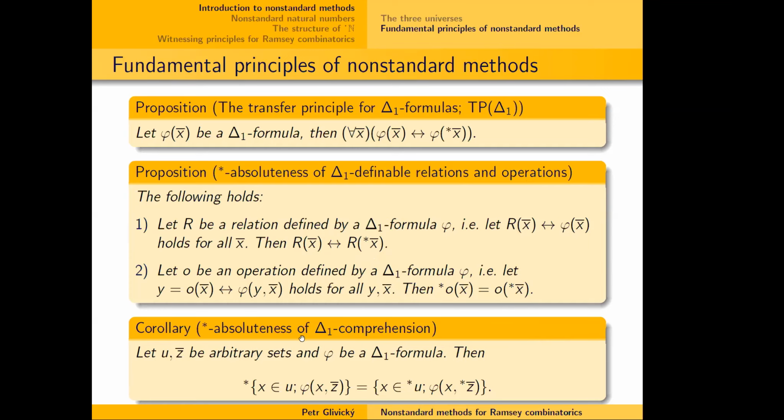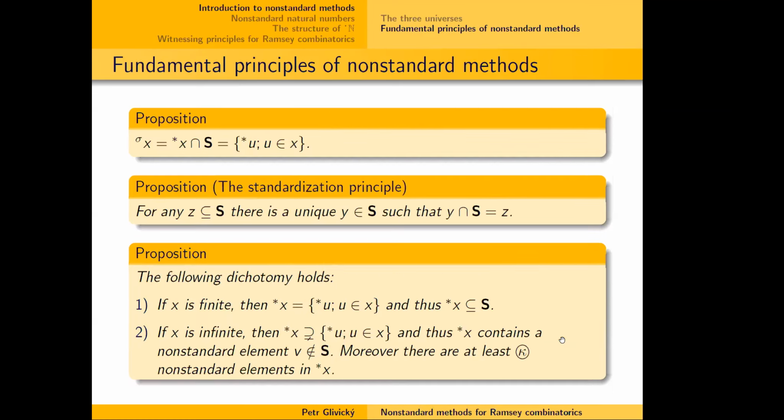Actually, also the delta 1 comprehension is star absolute, which means that whenever we define a new set using a comprehension with a delta 1 formula, like on the left side of the equation down here, and we star the resulting set, then it actually is the same thing as starring all the parameters inside and defining the set by comprehension from the star U with the star parameters Z. So we can factor in and out the mapping star from the comprehension definition. Okay, so those are some basic principles which I will be using.